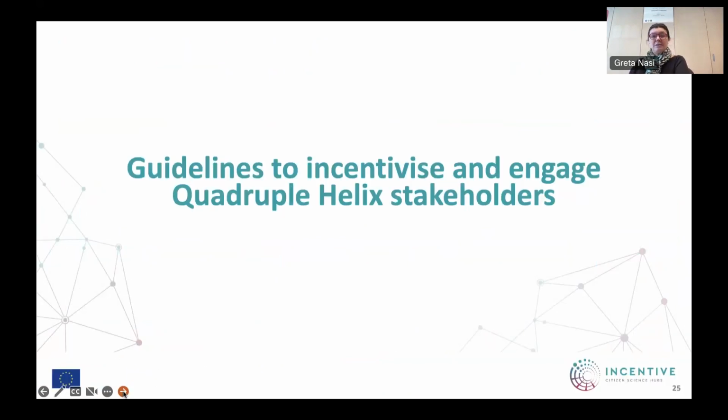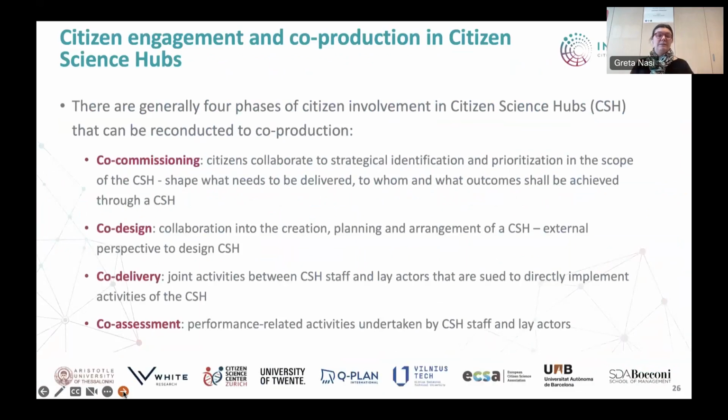Now, what does this lead us to, to summarize our activities? Well, it suggests some guidelines to take into account to incentivize and engage quadruple helix stakeholders. Now, here are some elements that we need to take into account. Citizens and other stakeholders may be involved in a Citizen Science Hub at different stages. At the co-commissioning stage, that's when there's a strategic identification of the priorities of the hub, the needs that it would serve, and the framing of its positioning. The co-design is about the planning, the creation of arrangements, and the perspective of the Citizen Science Hub. The delivery is about the research activities themselves.